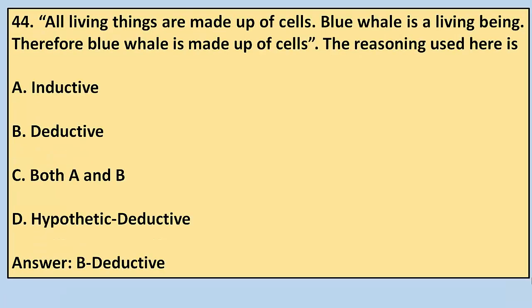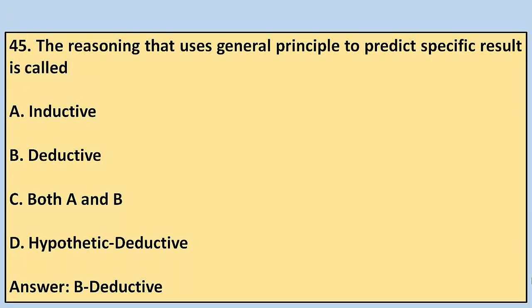Empirical. All living things are made up of cells. Blue whales are living beings. Therefore, blue whales are made up of cells. The reasoning used here is A. Inductive, B. Deductive, C. Both A and B, and D. Hypothetico-deductive. Answer is B, deductive. The reasoning that uses a general principle to predict the specific result is called A. Inductive, B. Deductive, C. Both A and B, and D. Hypothetic. Answer is B, deductive.